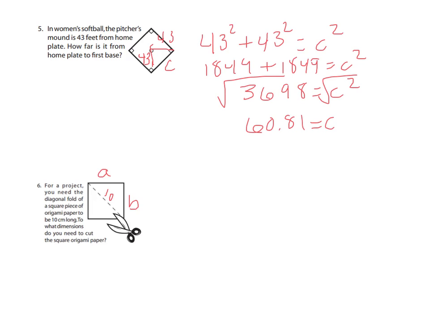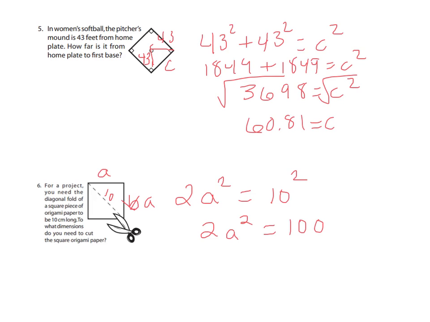So I'm going to say that I have an A squared. And I'm going to call this not B, but I'm going to call it another A. Just because both sides are the same and I don't know either one. So I'm going to say I have two A squareds equal the C squared, and the C is 10. So I square that. So now I have to solve this equation. It's a little different than the ones that we've been doing, just because we only know the hypotenuse. So now I take 10 squared, which is 100.